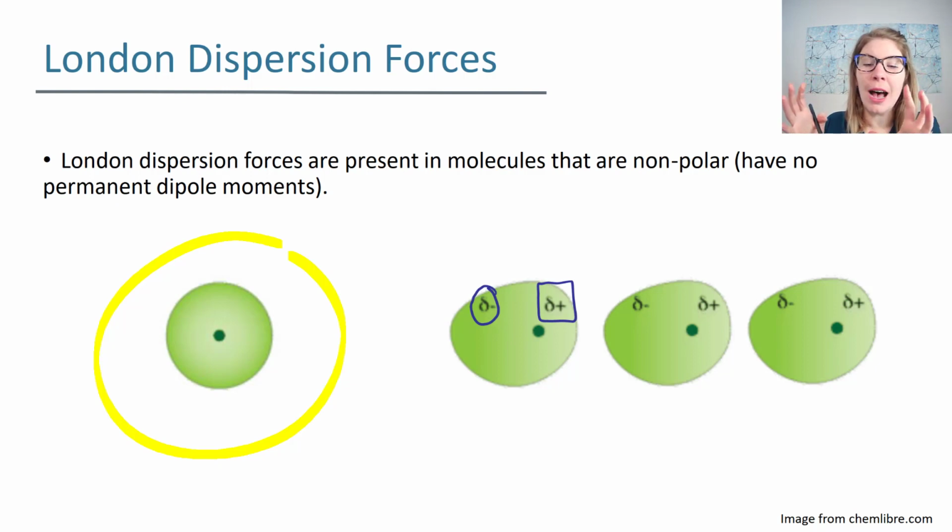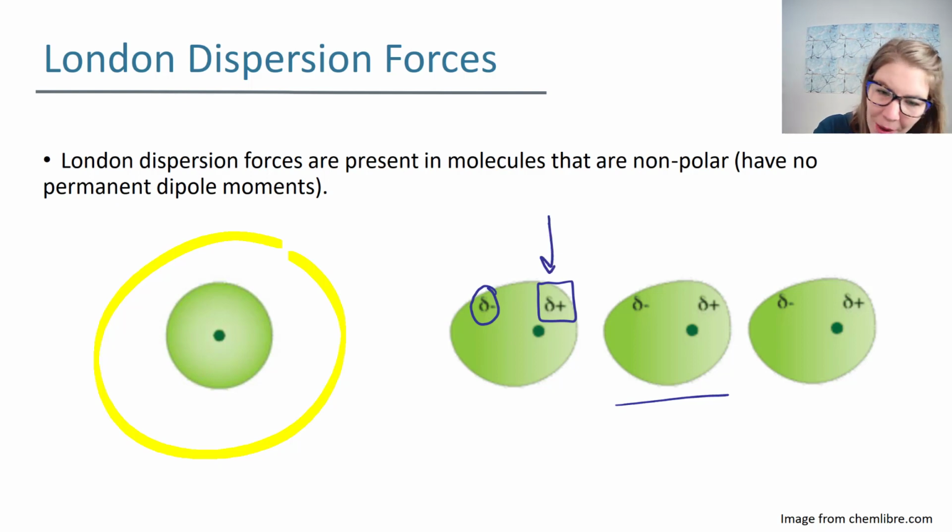And so once the molecule has this situation where the electron cloud has moved to one side or the other, a temporary dipole has been created, right? It's not permanent, it's temporary. So a temporary dipole has been created, and that temporary dipole induces another temporary dipole on the neighboring molecule.